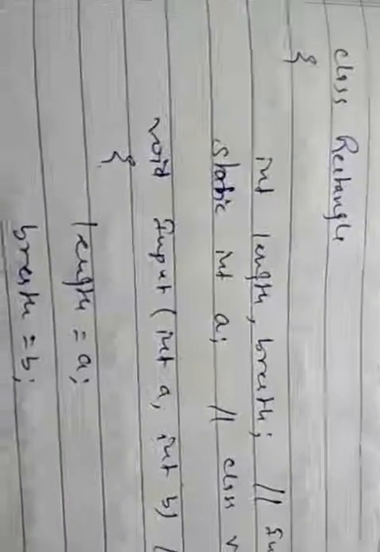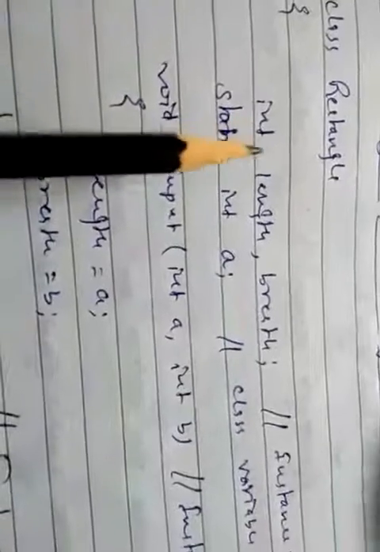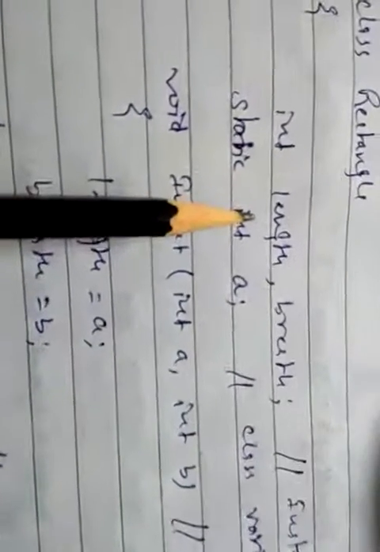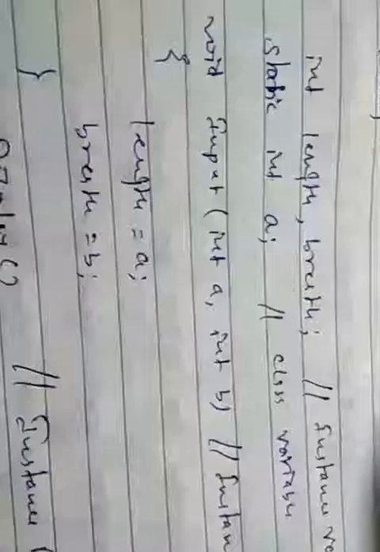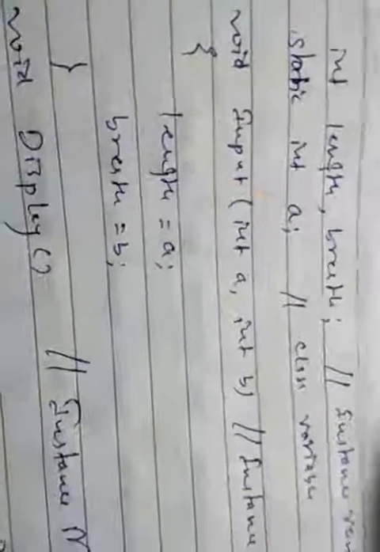Let's take an example. Here is one class and the name of the class is Rectangle. If we are declaring any variable inside a class, these are called global variables. If the global variables are declared without the static keyword, these are called instance variables. So in this program, length and breadth are the instance variables, and a global variable which is declared with the static keyword is called a class variable. So here a is a class variable.